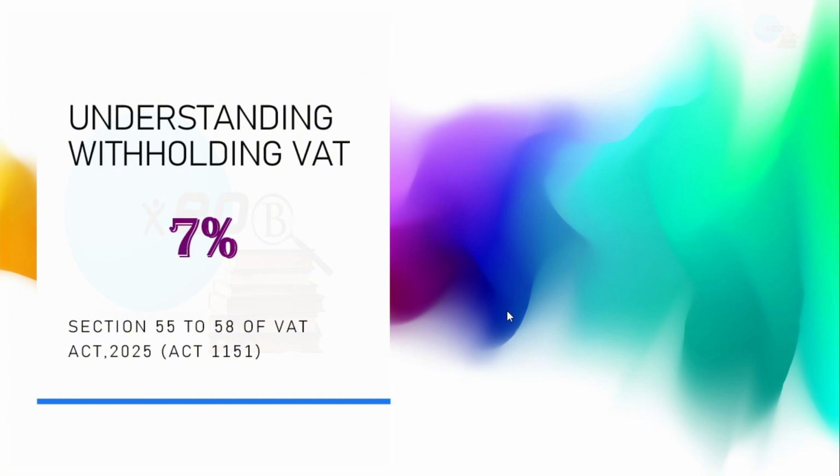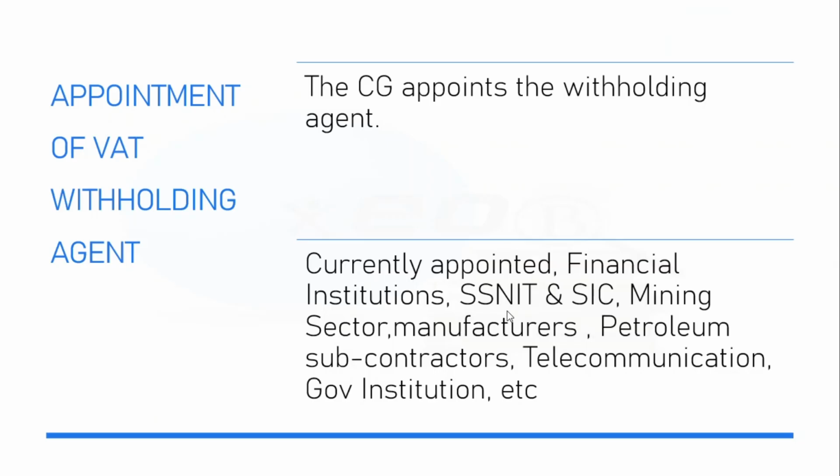So first, let's look at the appointment of the VAT withholding agent. Unlike the income tax withholding, I'm going to use the service as an example because that is quite close. That's 7.5. That's what usually causes the confusion. So the income tax withholding for service, that's 7.5. Unlike that one, or any other income tax withholding, for VAT withholding agent, the Commissioner General needs to appoint you, like you need to be appointed as a withholding agent before you can withhold.